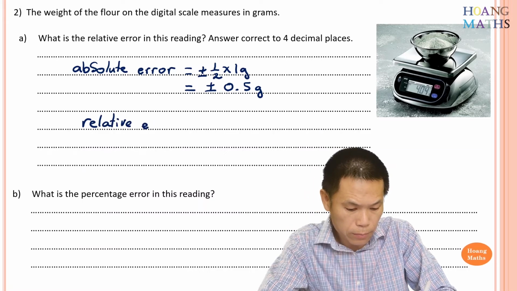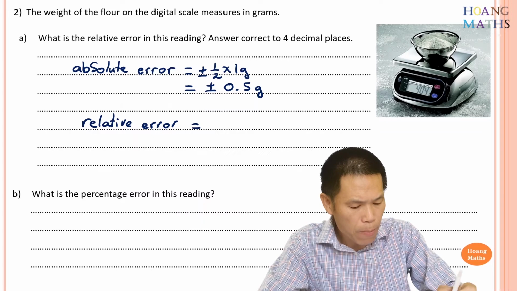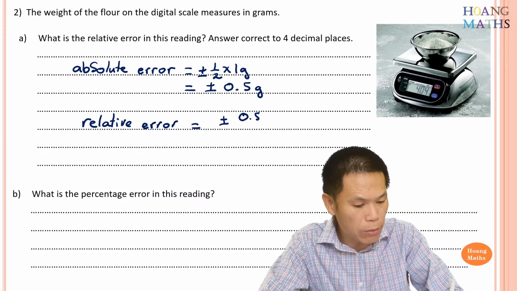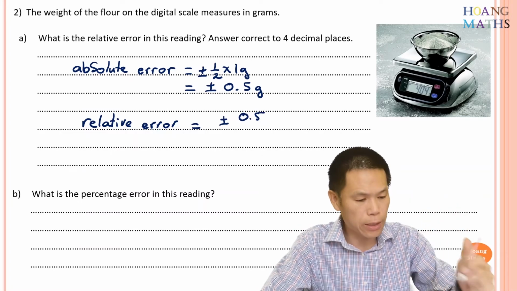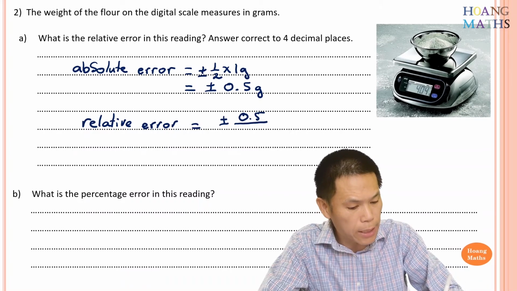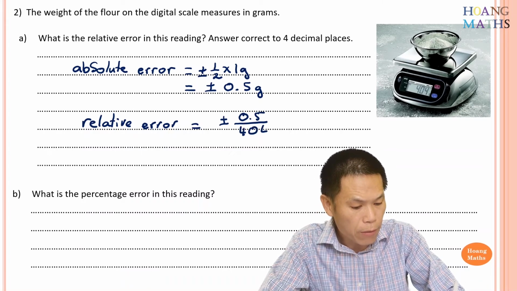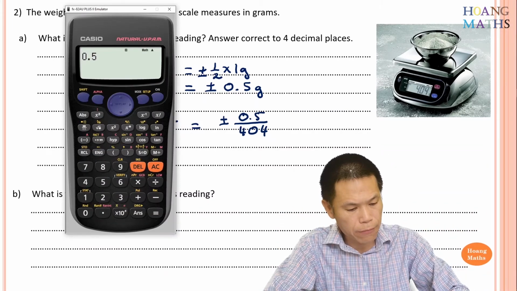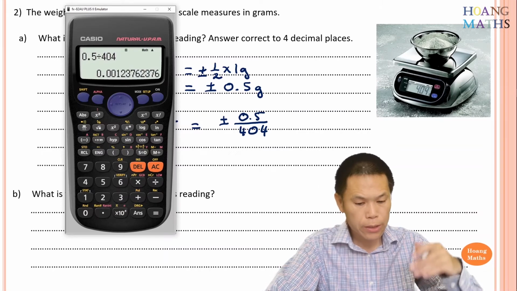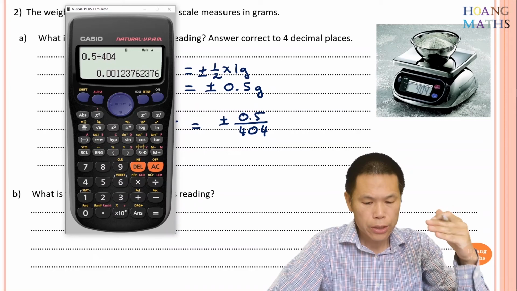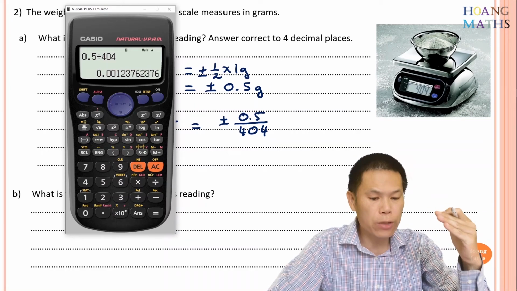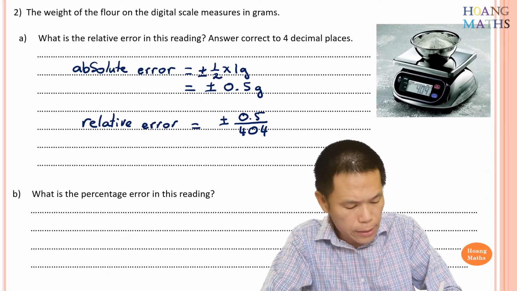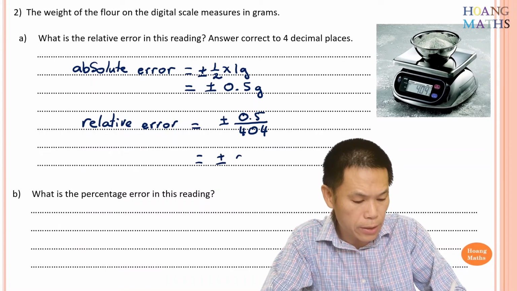To work out the relative error, it is equal to the absolute error, which is plus or minus 0.5, over the measurement. In this case, the measurement is 404. So now I just put it in the calculator: 0.5 divided by 404. That is 0.0012, correct to 4 decimal places. I just write it down first. So that is equal to plus or minus 0.0012.